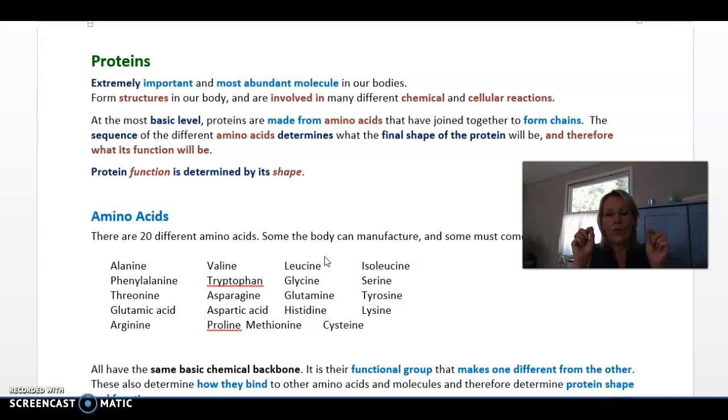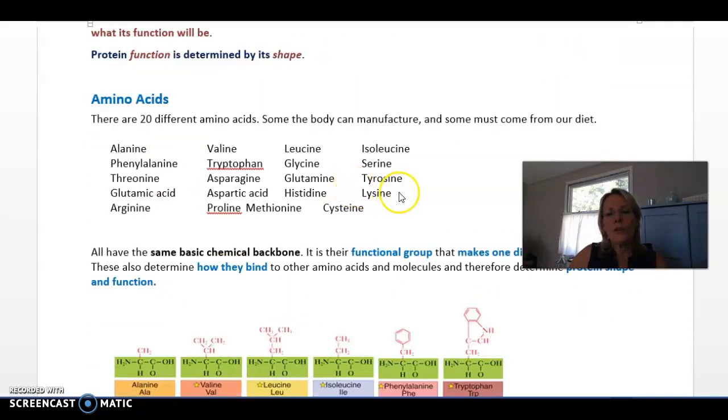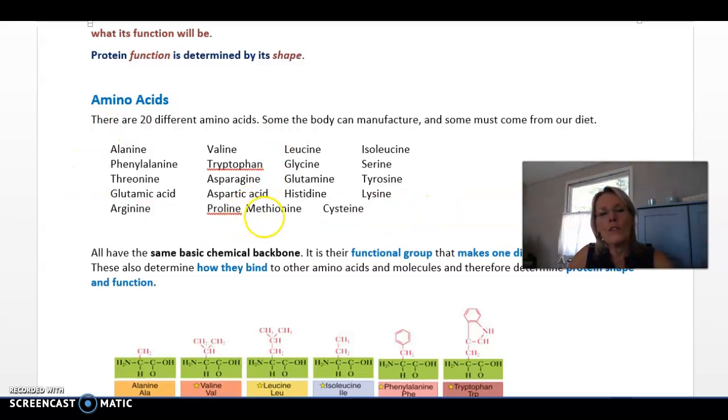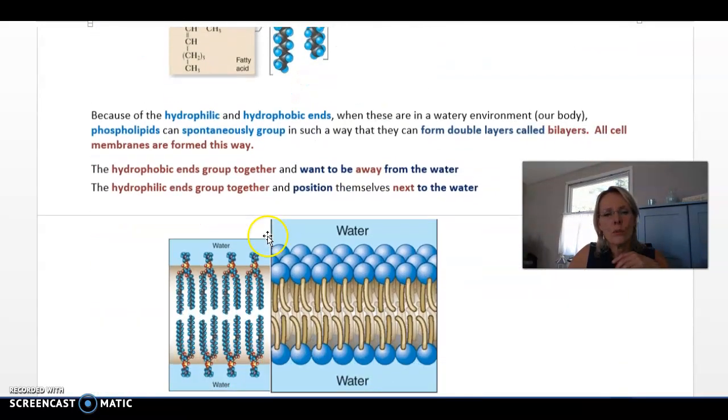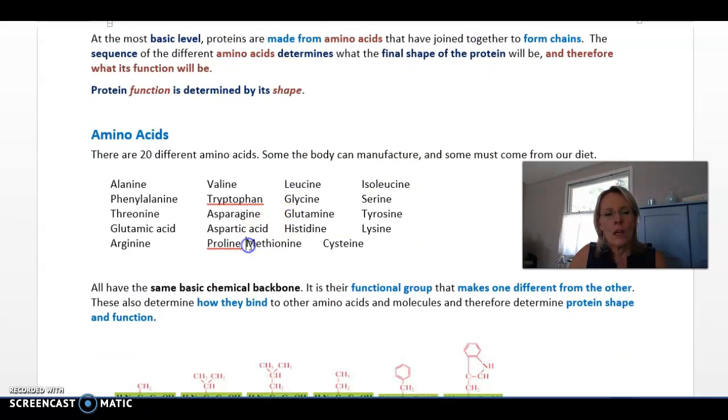So don't forget that. That is super important to remember, right? Shape determines function. All right, so here's a list of all those 20 different amino acids I talked about earlier, and combinations of all of these form those chains of amino acids and form that first level of protein structure.